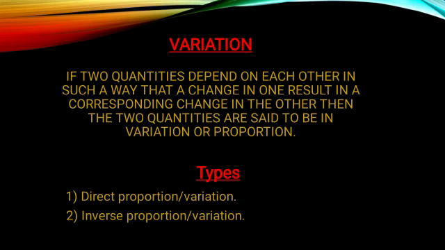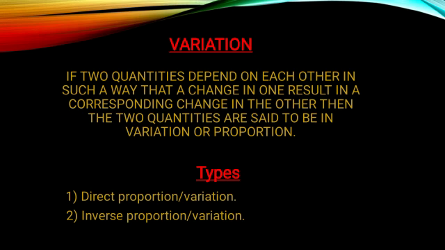So what is happening over here? When the number of persons is increasing, there is a decrease in the time. So if one is increasing, the other one is decreasing. Due to the change in the first quantity, there is a change in the second quantity also. So if such kind of change or relationship is there between two quantities, then we can say the two quantities are in proportion or variation, right?